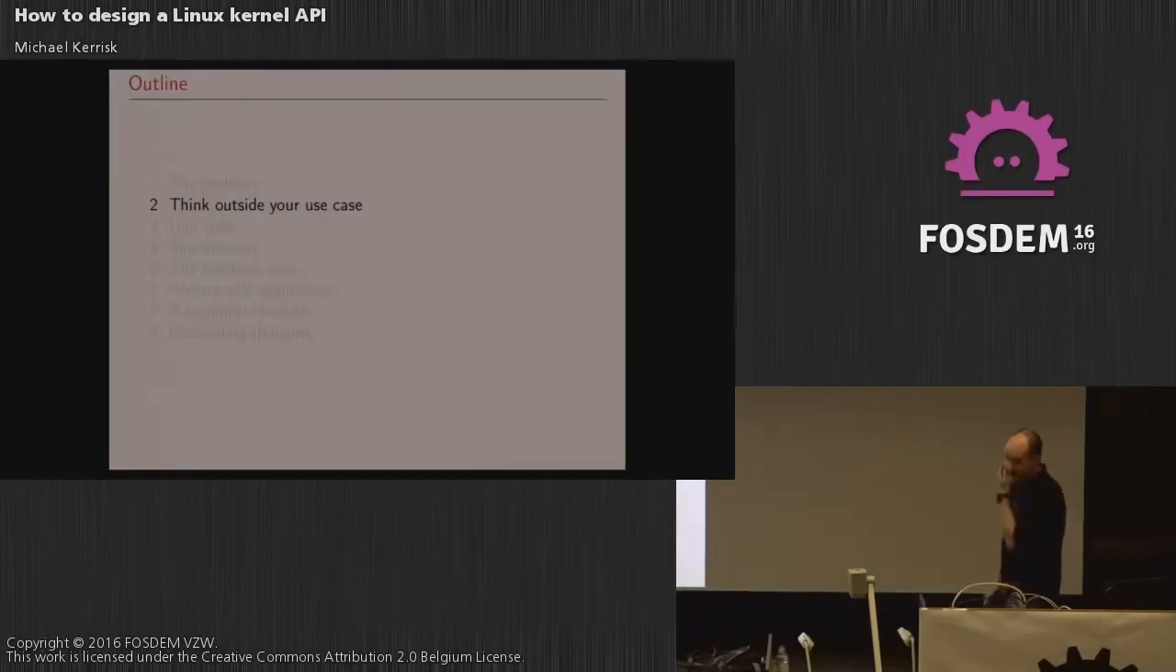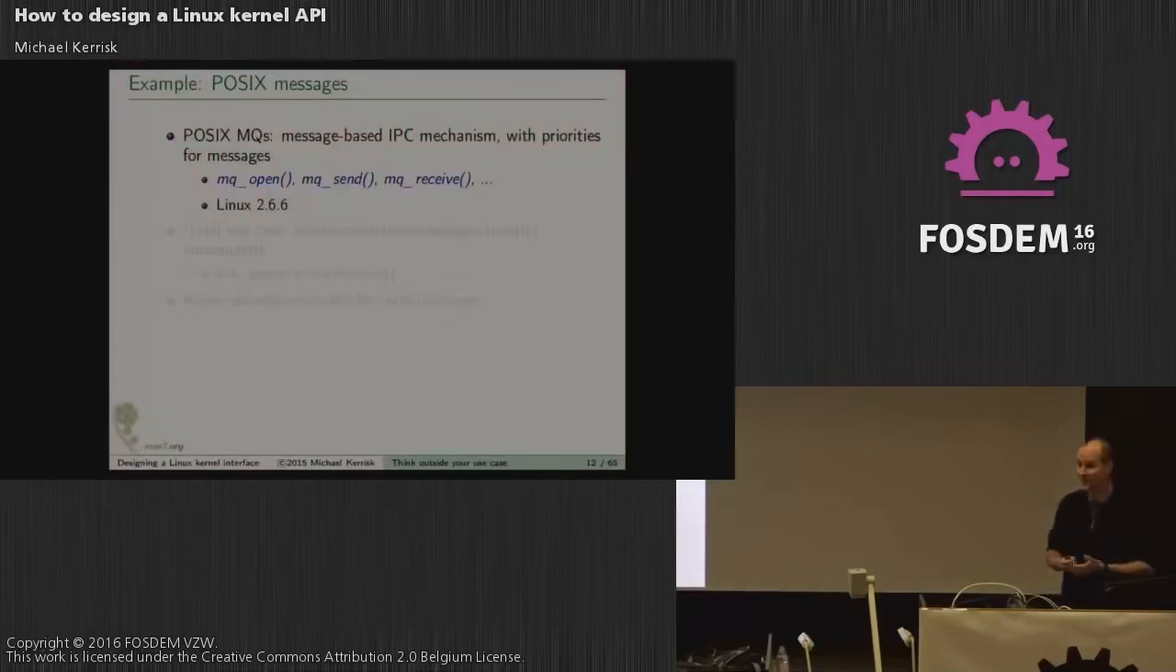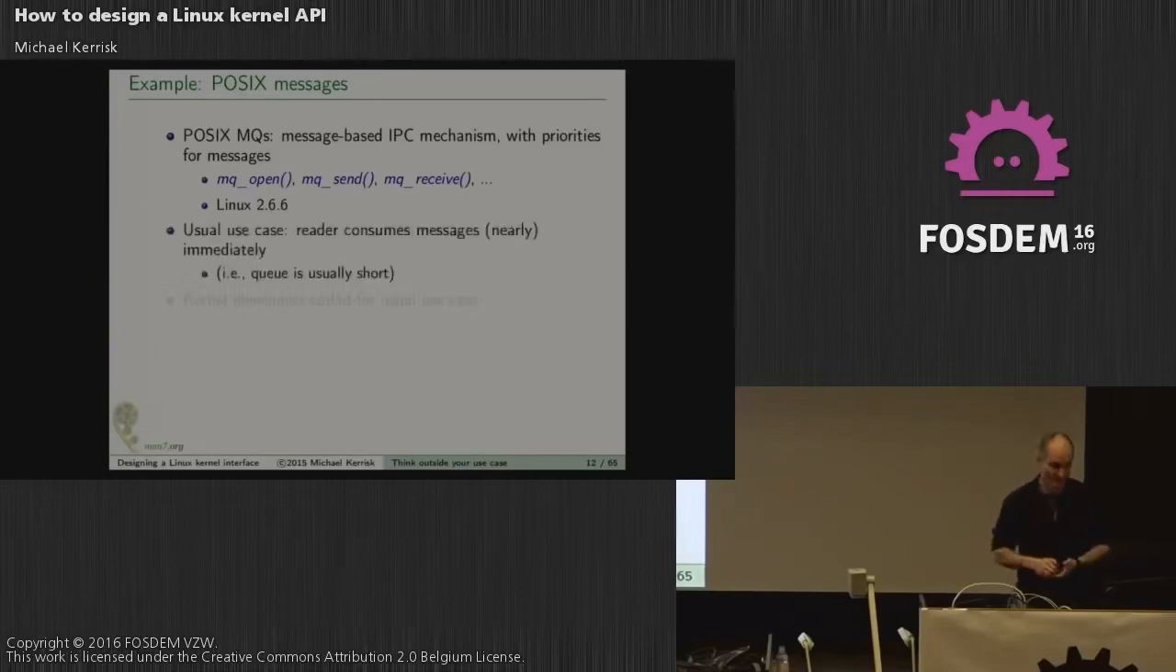One of the first things I want to say about designing APIs is when you're a designer, you really need to start thinking a lot more outside your use case. One of my favorite examples here is POSIX message queues. I don't know if you're familiar with them. Basically, it's a message passing IPC mechanism in the kernel. You can queue up messages, and the messages have priorities. Higher priority messages get delivered sooner than lower priority messages.